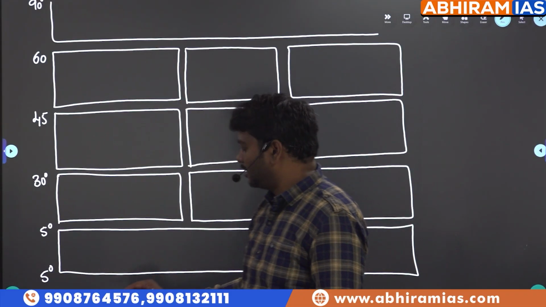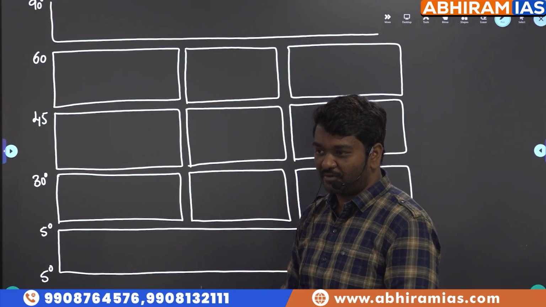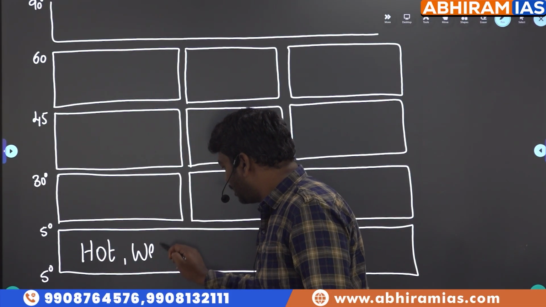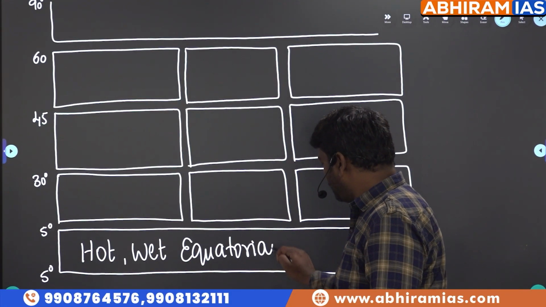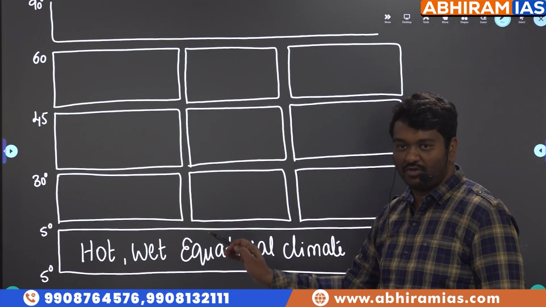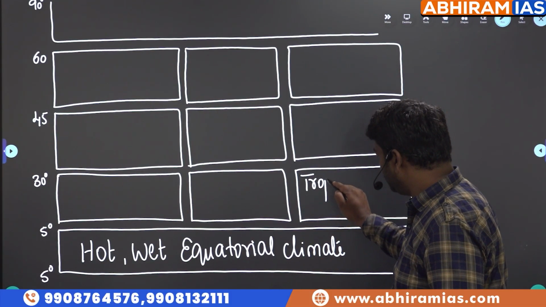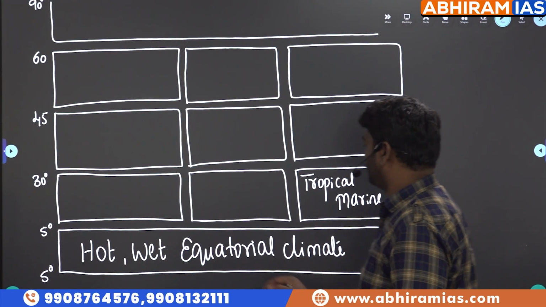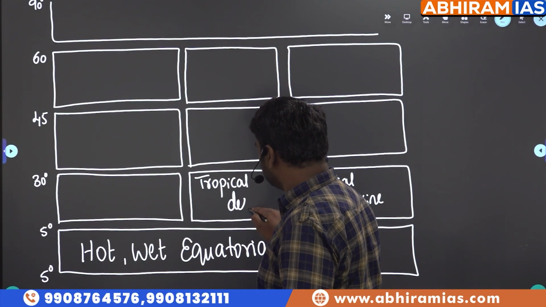So see here, I want you to remember this, and I'll tell certain aspects that you need to recollect. One is called hot wet equatorial climate. Between 5 degree north to 5 degree south, you will have equatorial climate. Eastern side, I will show each one and tell you how to remember. Tropical marine climate. You will have tropical deserts.